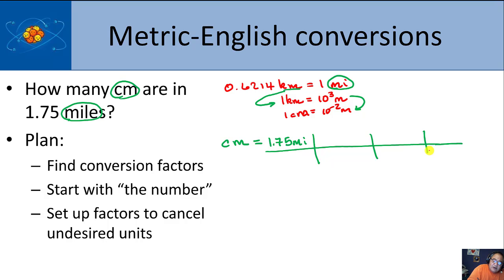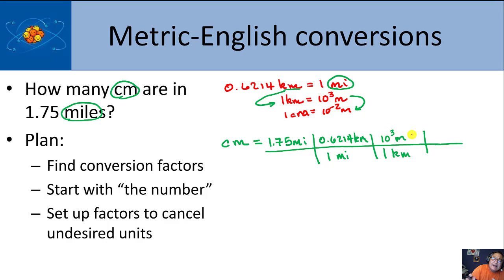I know that there are 0.6214 kilometers in 1 mile. And so after this step, I will cancel out miles and I'm left with kilometers. So I put kilometer at the bottom over here because I want these two to cancel out with each other. And then what I'm going to have at the top is 10 to the third meters.